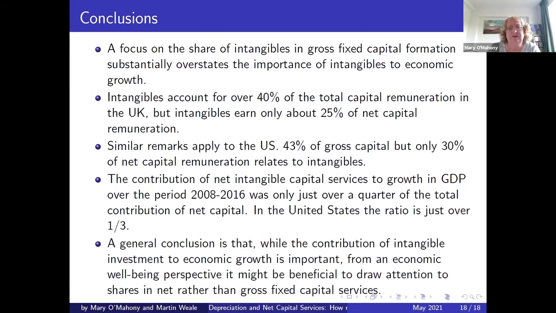So that's basically where we are on this. We only very recently put these numbers together, so the numbers themselves need to be taken with a pinch of salt. Nevertheless, they illustrate the general point: if a lot of your investment is in assets that depreciate very rapidly, then it doesn't have the same impact on the well-being of people in the economy as investing in assets that have much lower depreciation rates. Okay, I'll leave it at that.